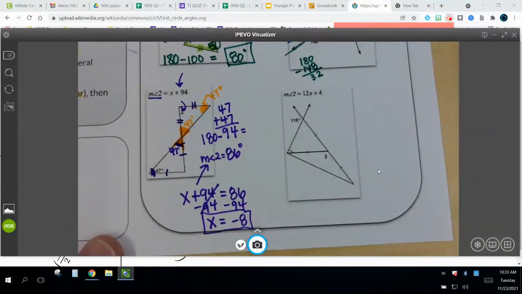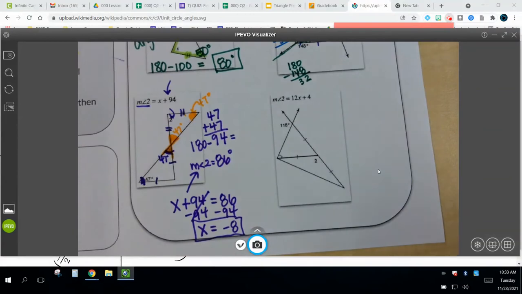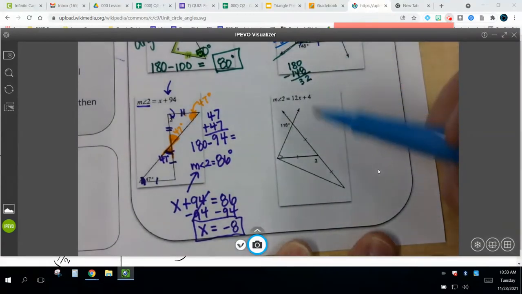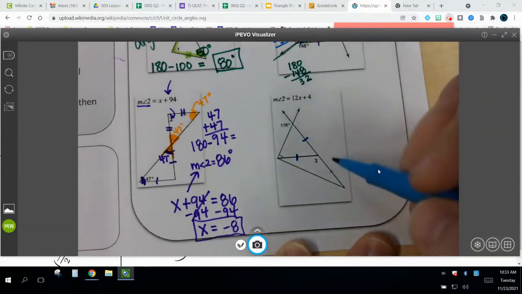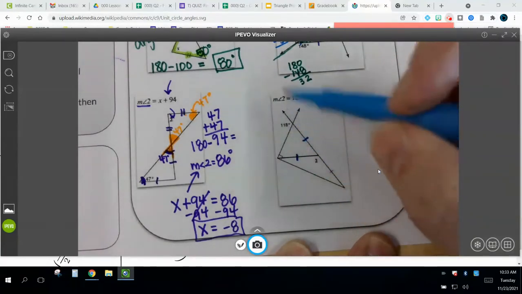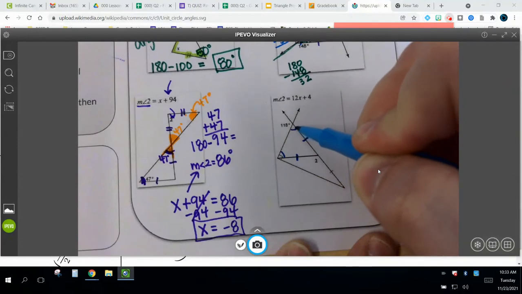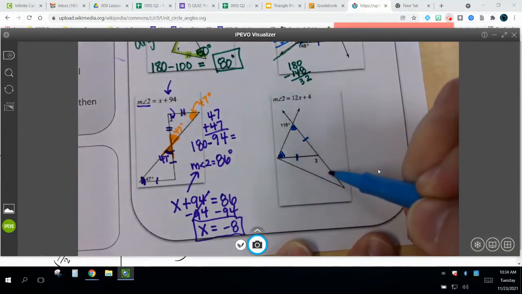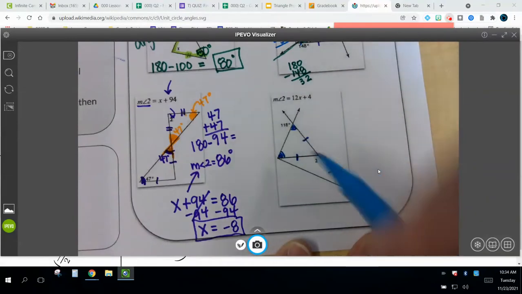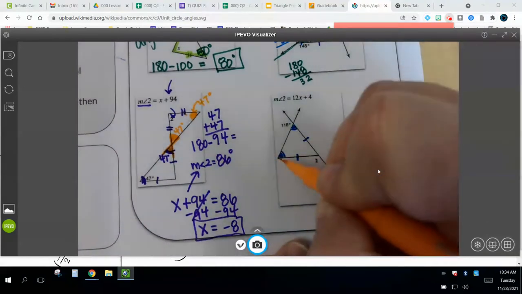Okay, you guys, now we're on our last problem here. Let's take a look again at what we know. We have some isosceles triangles here and here. This isosceles triangle would have these two as base angles, so these two angles would be the same. Another isosceles triangle over here, so these two angles would be the same.